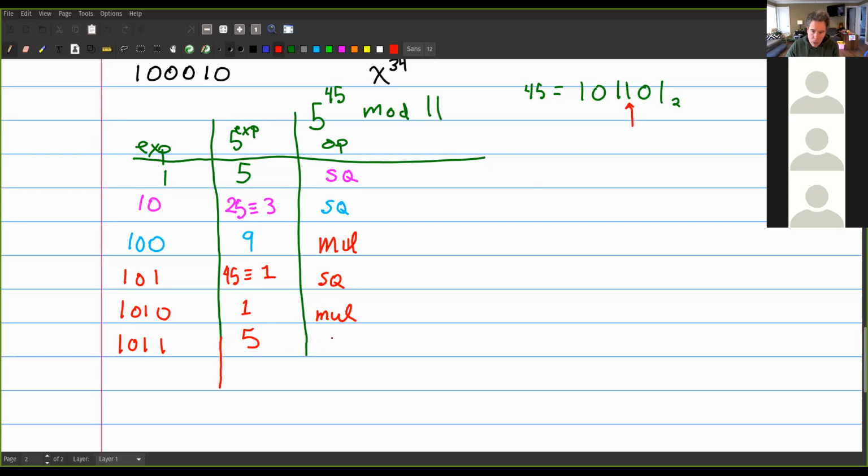And now we square for the 0, right? Yeah, so we always square. So when we need a 0, we square. When we need a 1, we multiply. So you sort of always square to make the next place, and then if the next place is a 1, then you also multiply.